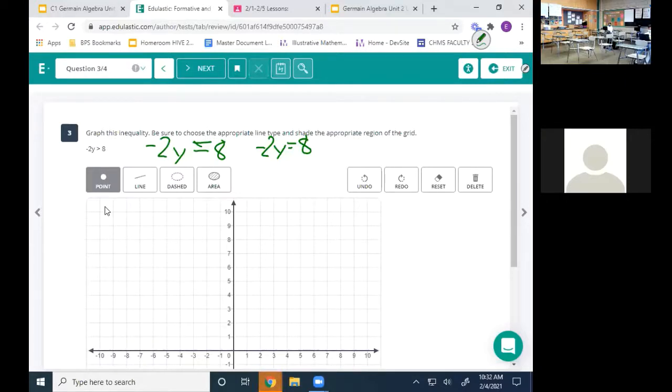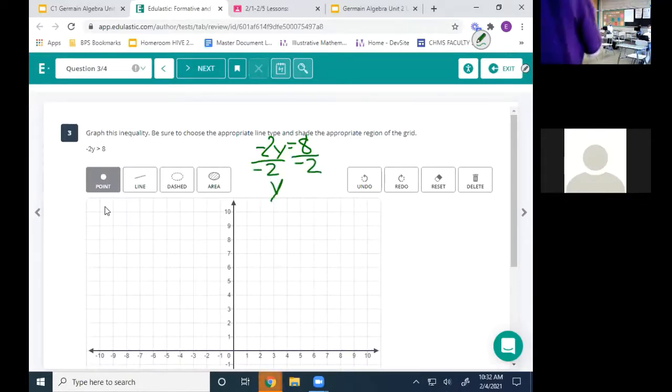Okay, first step, rewrite it as an equation. Take out the symbol, write it as an equation so that we can graph the line. Can I graph that looking at it right there? Looking at this negative 2y is equal to 8, can I graph that? No. What do I have to do? Very good. Divide by negative 2. So y is going to be equal to negative 4.